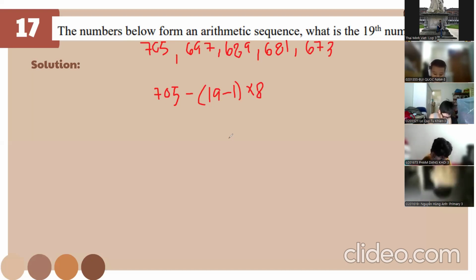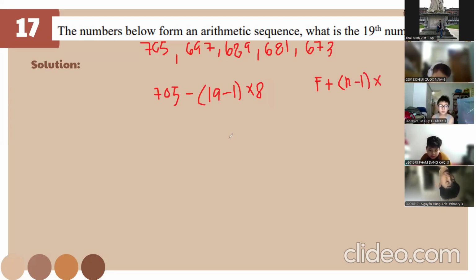So, okay. On the solution manual, it says plus, but it should be minus. Okay. So, 8 is the skip number here. This one is the number of terms. We should always minus it by 1. Okay? The formula for this is the first number plus the number of terms minus 1 times the skip number. But for this one, this is decreasing. So this is the first number minus the number of terms minus 1 times the skip number.